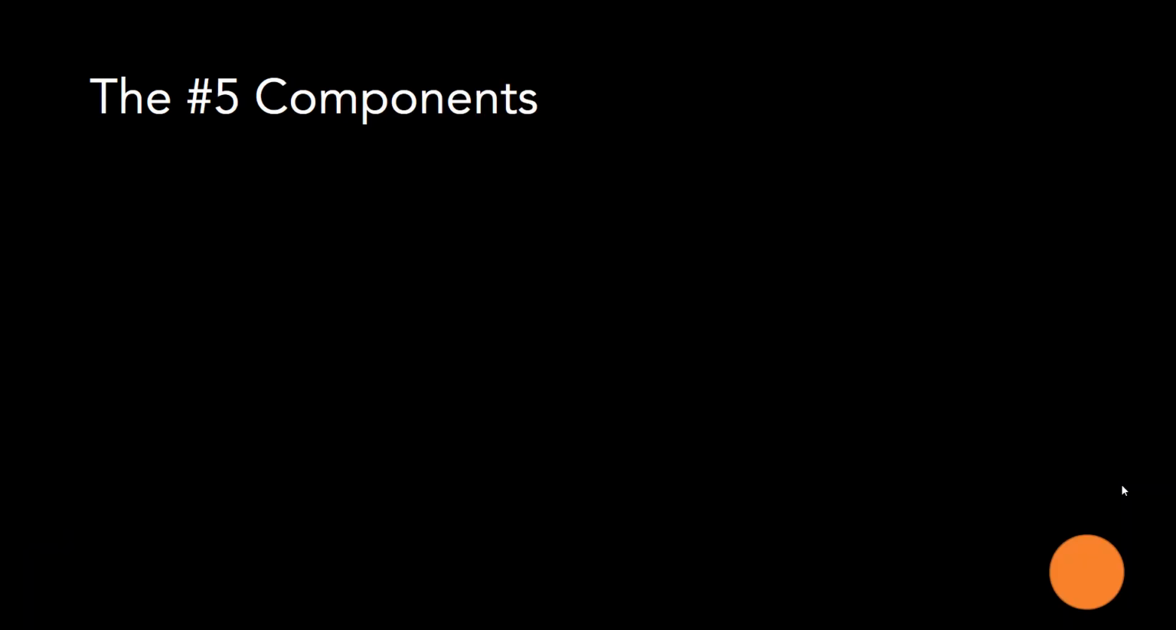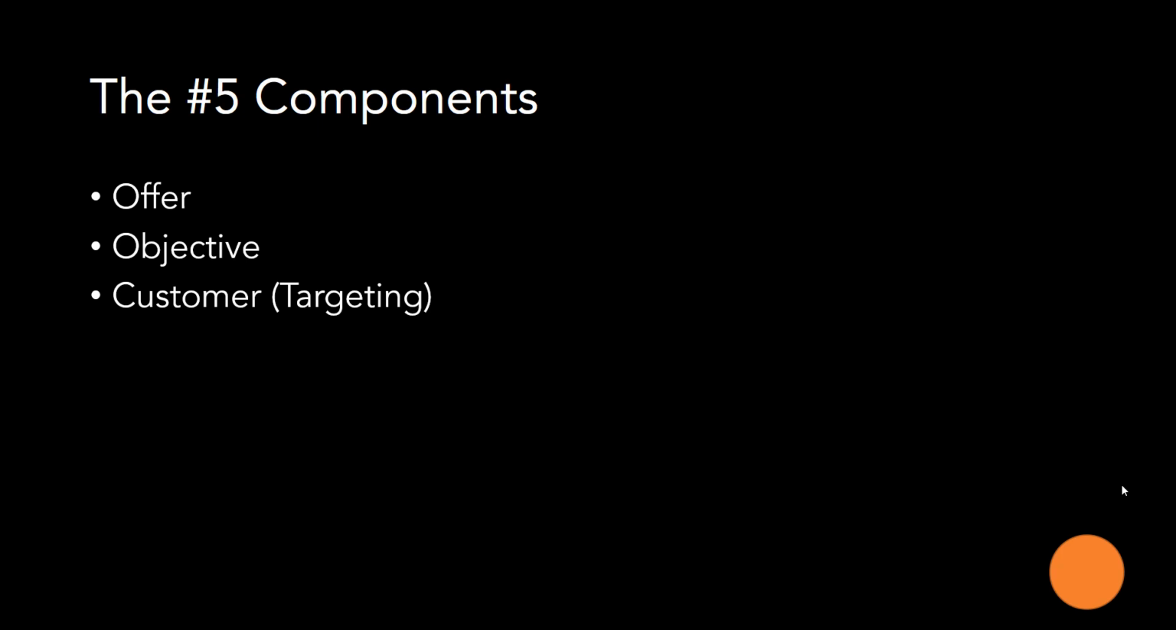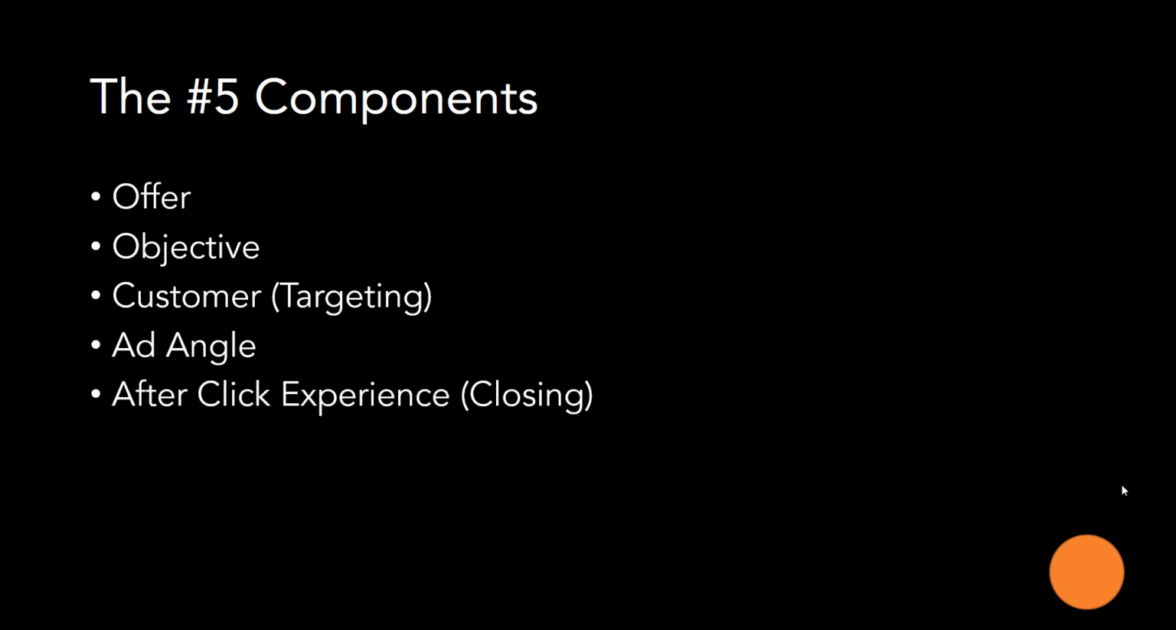All right, so let's pretty much get into the five components. I'll just list them out for you. We have the offer, we have the ad objective, we have your customer, which is also your targeting, we have your ad angle, and we have the after click experience, what I call ACE, after click experience, or what you may also want to refer to as closing. So let's look at each of these components in more detail.